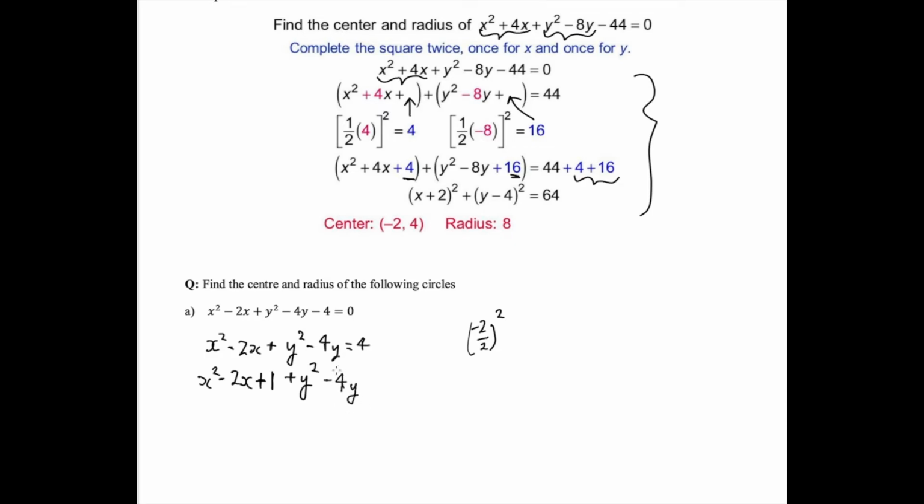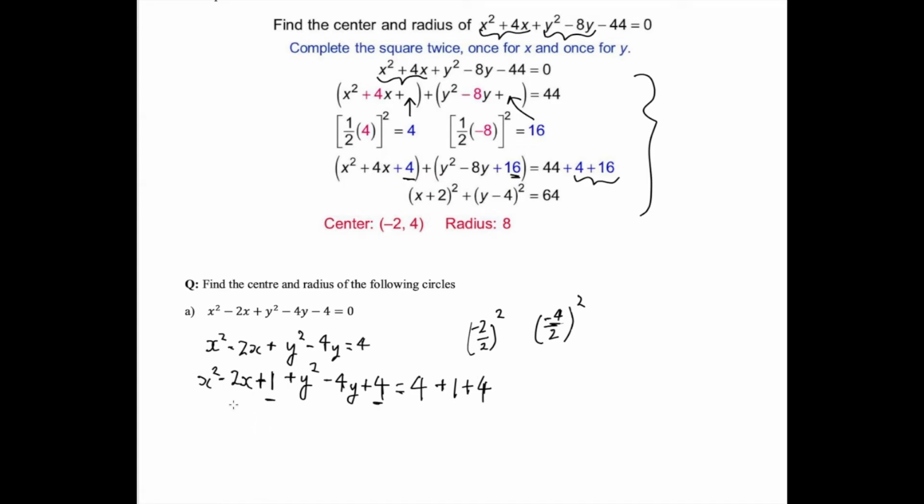Now what do I need to add here? So you have to take half of the minus 4 and square it. So what does that become? So this becomes minus 2 squared, which is 4, right? Equals to, now because we added 1 and 4 to the left hand side of the equation, we have to add 1 and 4 to the right hand side. So make sure you remember this, because a lot of students forget to add the numbers they added to the left hand side. So they will just write 4 and forget about this.